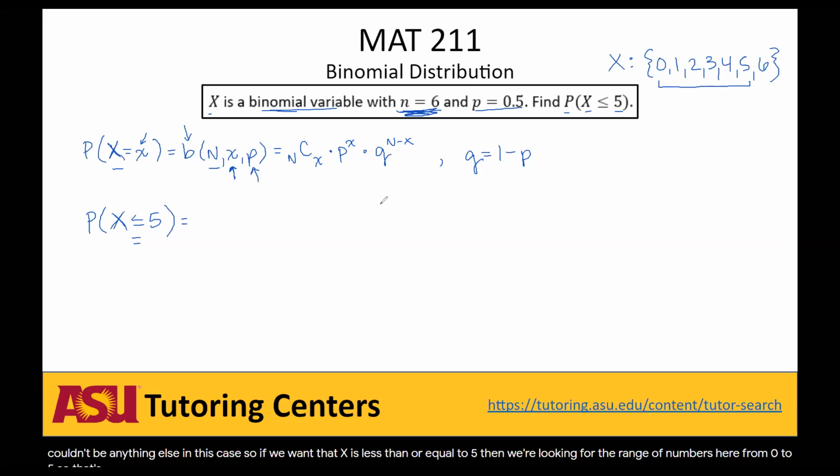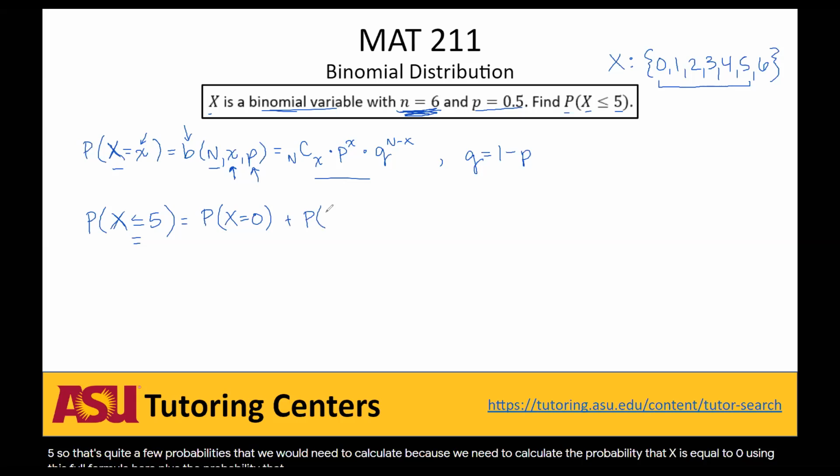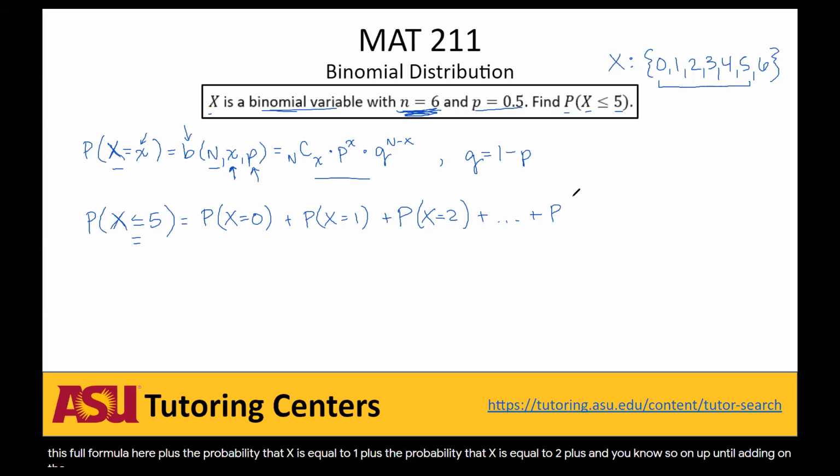So that's quite a few probabilities that we would need to calculate, because we would need to calculate the probability that x is equal to 0 using this full formula here, plus the probability that x is equal to 1, plus the probability that x is equal to 2, plus, and so on up until adding on the probability that x is equal to 5. So we'd have to calculate x equals 0, plus x equals 1, plus x equals 2, plus x equals 3, plus x equals 4, and plus x equals 5, which is a bunch to calculate.